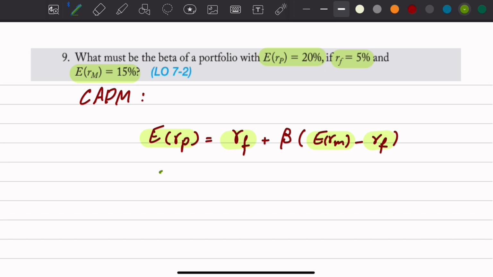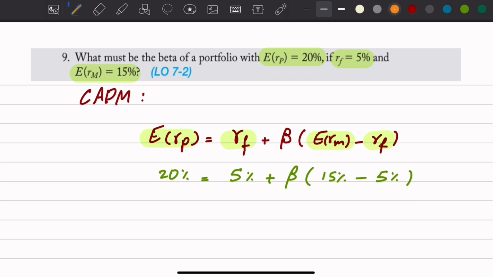So let us substitute and try to find beta together. The expected return on the portfolio is 20%. That should equal the risk-free rate of 5%, plus we don't know beta, so we're going to keep it as it is, multiplied by the expected return on the market portfolio, which is 15%, minus the risk-free rate again. Now use what you know from your maths background to adjust or play around with this formula to find beta. So this is what we're going to do here.